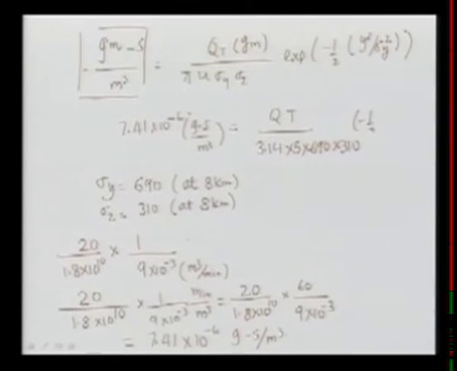Minus half. What was the value of y? 2 kilometers, so that is equal to 2000 meters divided by sigma y. Sigma was how much? 690, the whole thing squared.